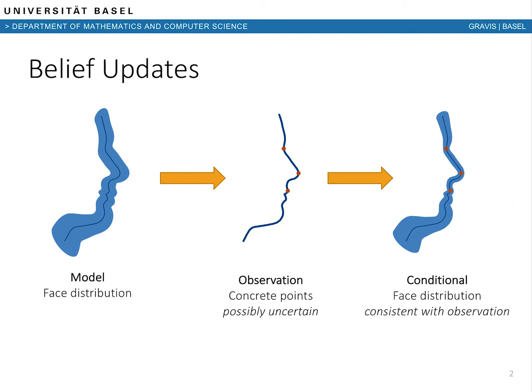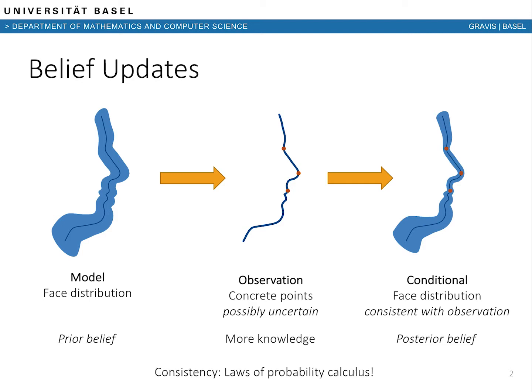In this setup of Bayesian inference, the model would be called a prior belief, while the observation adds more knowledge to our prior belief and updates it into the posterior belief. This is exactly what Bayesian inference formally describes. This formal description is based on the laws of probability calculus to achieve consistency.